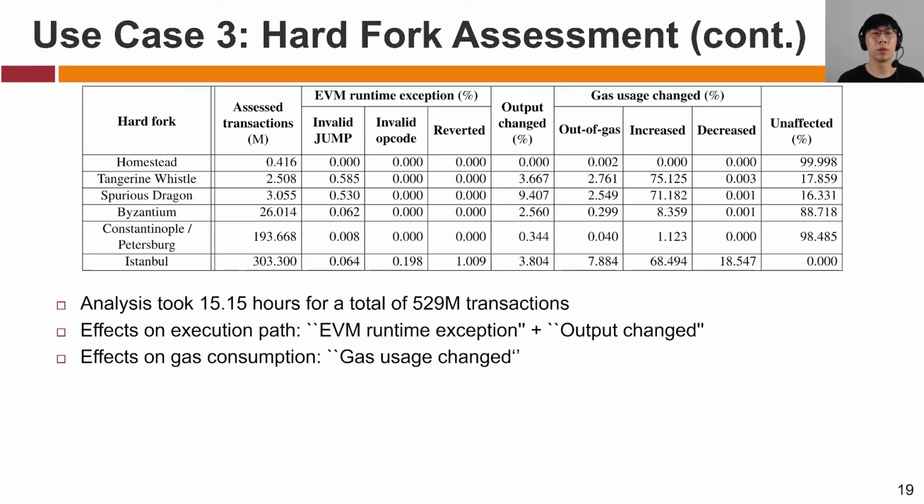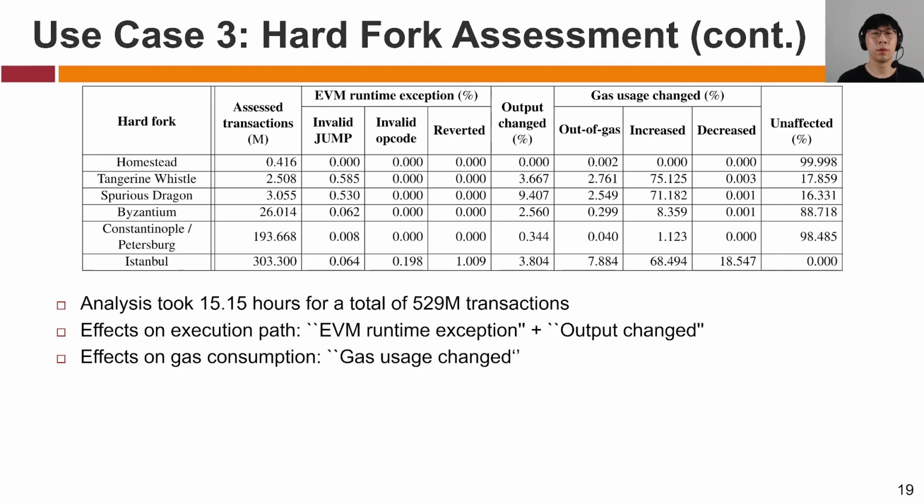This table shows the number of assessed transactions per hard fork, the effects of hard forks, and the percentage of affected and unaffected transactions. It took about 15 hours to assess hard forks with a total of 529 million transactions executed.